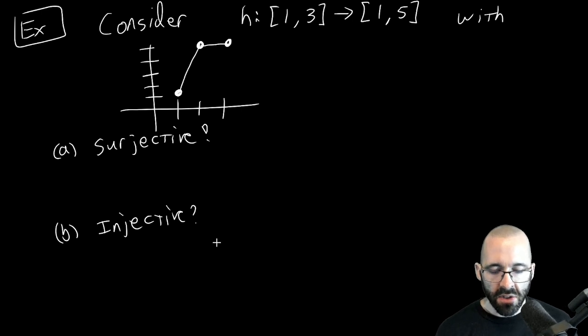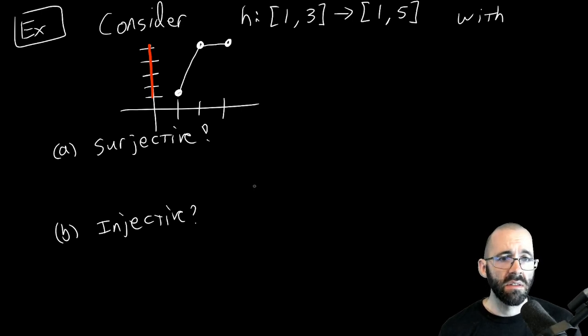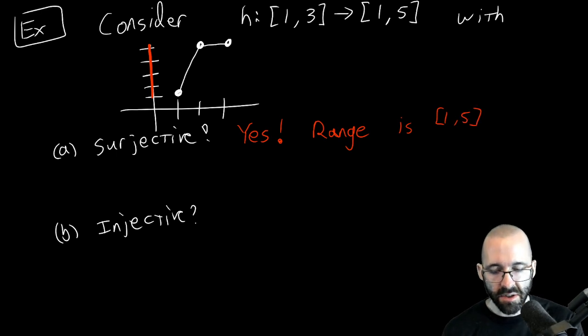So surjective is onto, do we cover the whole codomain? So the codomain is the interval from 1 to 5. Are we achieving every y value in this interval from 1 to 5? And yes, we are. Every number in this is covered. All right, the range is 1 to 5. The range is the codomain. That's what we need for a surjective function.